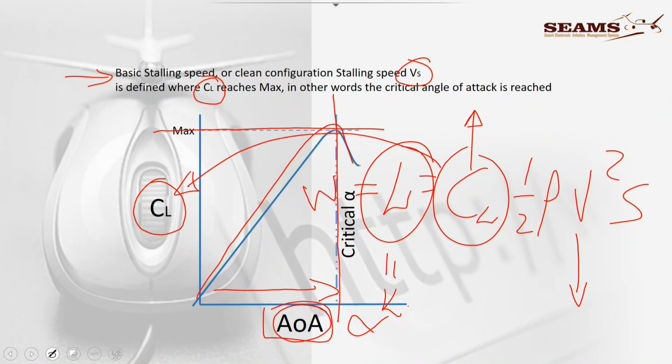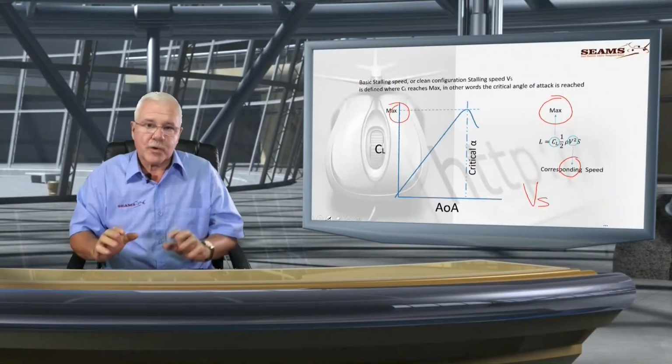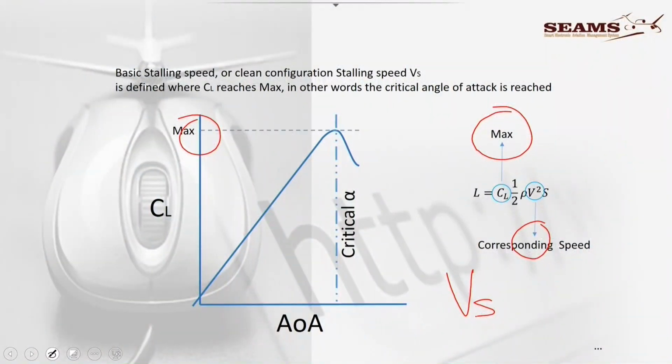So for now, we need to know that the moment it reaches the critical angle of attack, it will be at CL max. Now this immediately leads to, again, what we've said here. As the coefficient of lift increases, the corresponding speed where max is reached is going to be your stalling speed. And we've now come to the point where we're just going to call it Vs. So Vs, our stalling speed. Right. So now we can conclude.